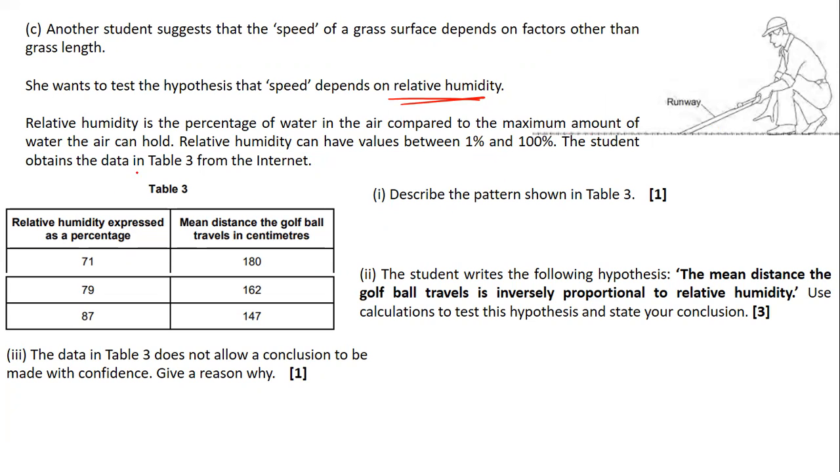The student obtains the data in the table from the internet. So she searches for this and she gets data from the internet, something like this. Relative humidity expressed as a percentage, 71 percent. If the humidity is 71 percent, the mean distance moved by the ball is 180. And if the humidity increases, then the mean distance moved by the ball reduces. Describe the pattern shown in the table. What is the pattern?